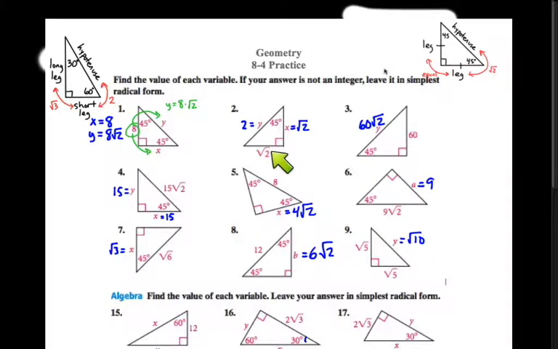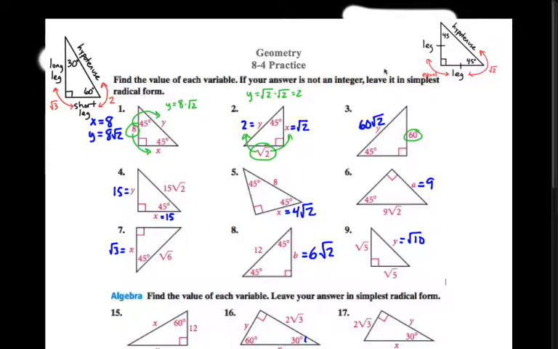Well, I take that square root 2 and, going from the smaller thing to the bigger thing, I multiply by the magic number, which is square root 2. So y equals the square root 2 times the square root 2, the same thing as square root 2 squared, which is 2.